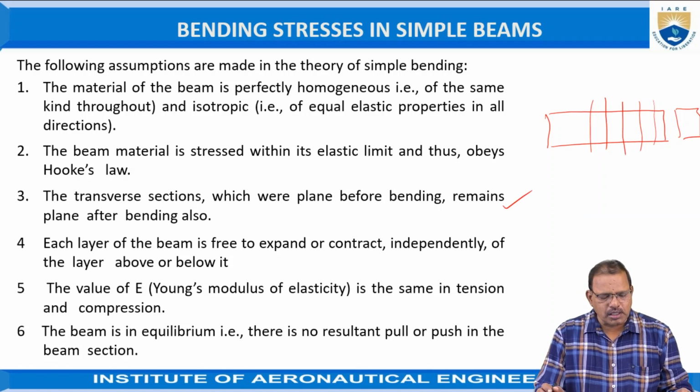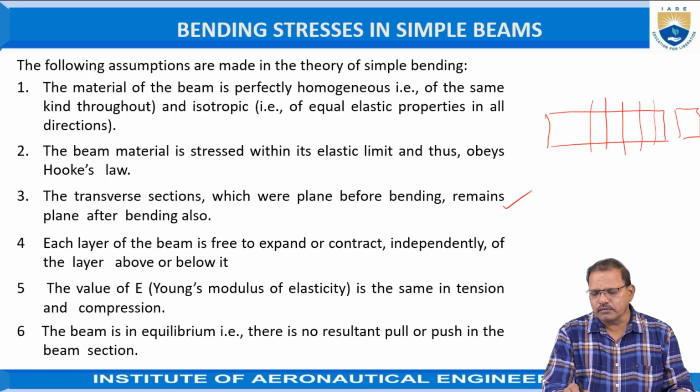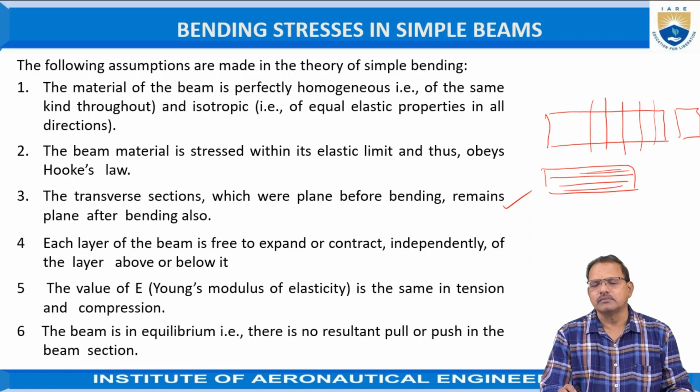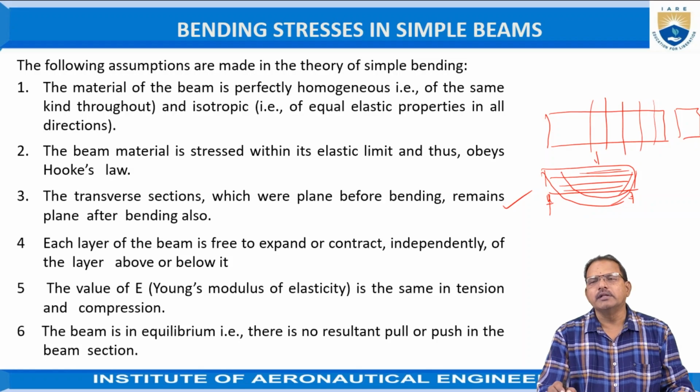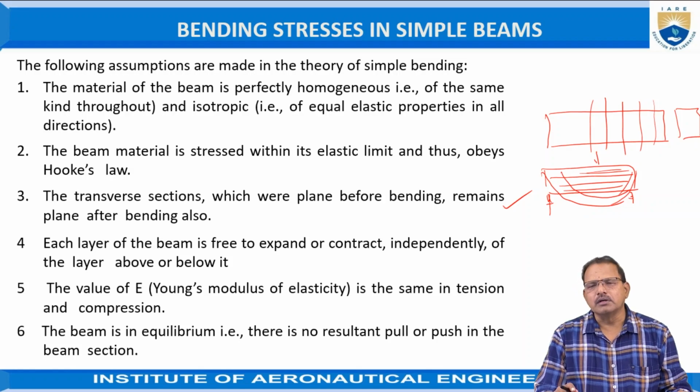The fourth one: each layer of the beam is free to expand or contract independently of the layer above or below it. Because if you take the beam, it consists of so many layers. When the force is acting on it, it deflects in the form of a U shape as you know. All the layers in the longitudinal direction are free to contract or expand when the bending process is taking place.